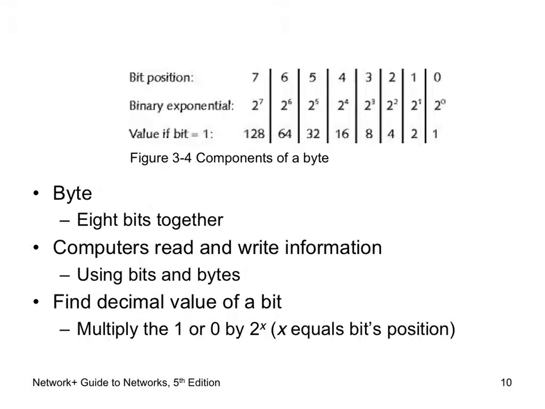This slide just shows you the equivalent of a byte and breaks it down a little bit. So a byte is basically 8 bits together, okay? 8 bits make 1 byte. Computers read and write that type of information using bits and bytes, and to find the decimal value of a bit, you multiply 1 or 0 by 2 to a power. So in the example here, in an IP octet, the first octet we'll say is like 192. You might be familiar with that from your home Wi-Fi. 192.168.1.1, something like that, right?